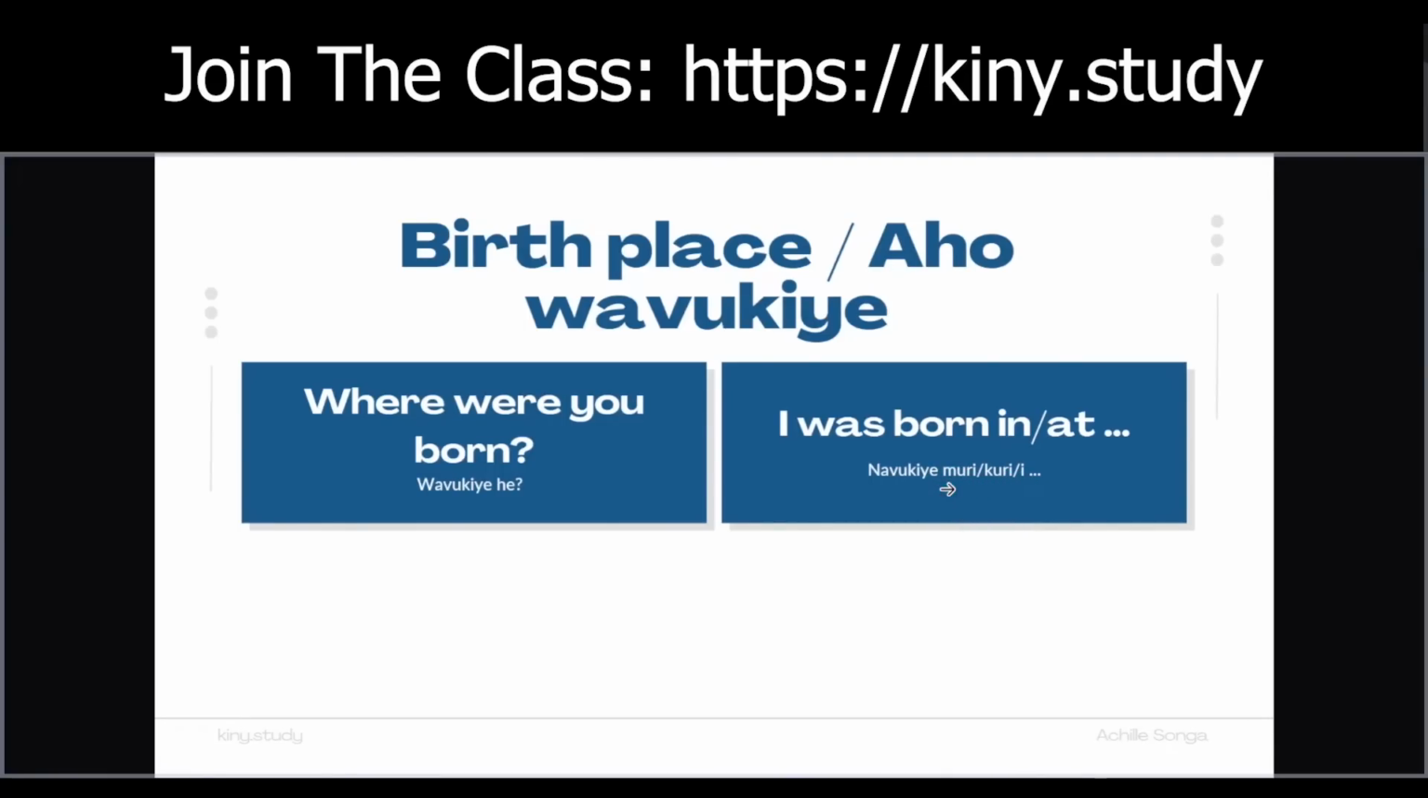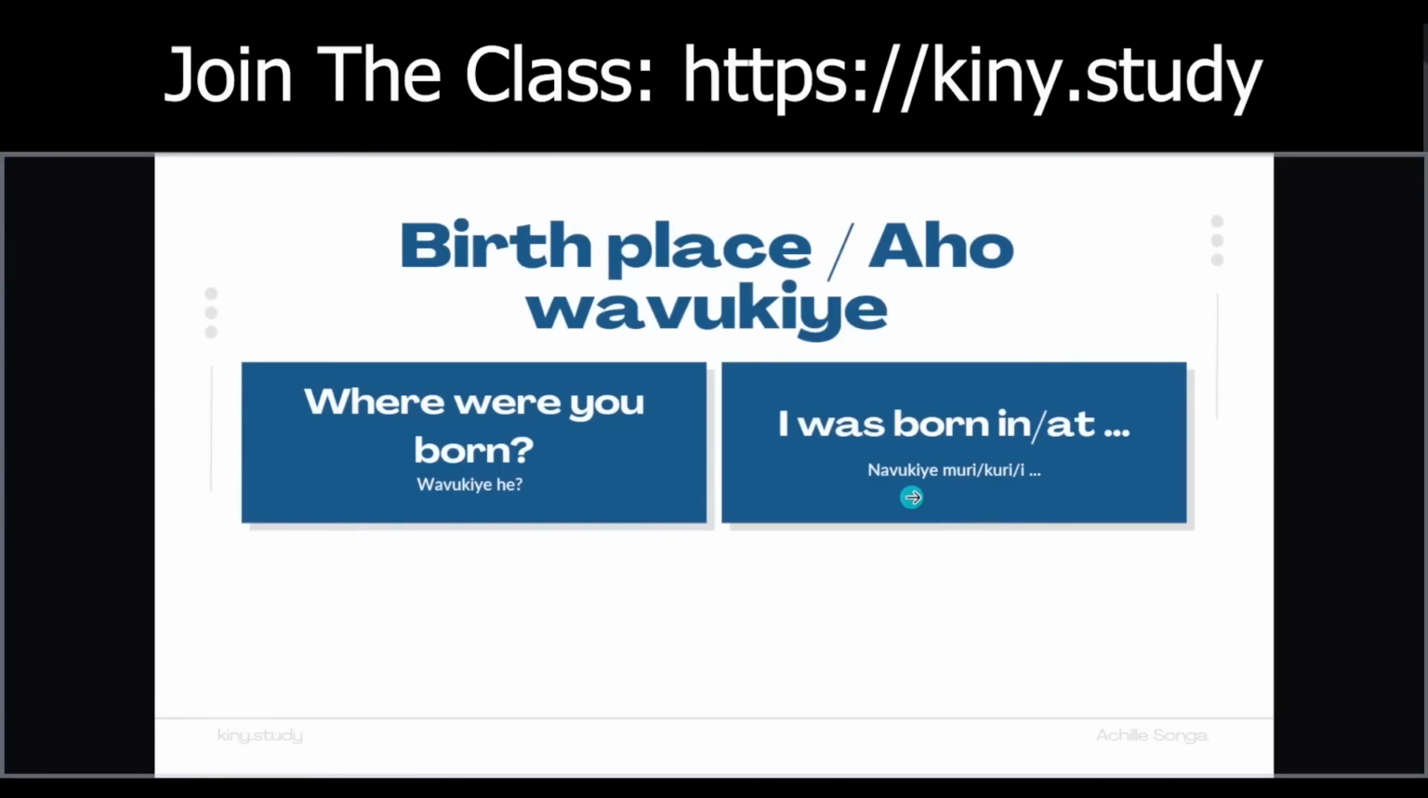Navukiye i Gicumbi. You can say navukiye i Kigali, navukiye i Musanze, navukiye, which other state do I know? Muri Nairobi, navukiye muri Harare. Is it Harare? So you can mention so many places here. It depends on the place where we're born. So you say navukiye muri. We talk about different scenarios where this can be used.